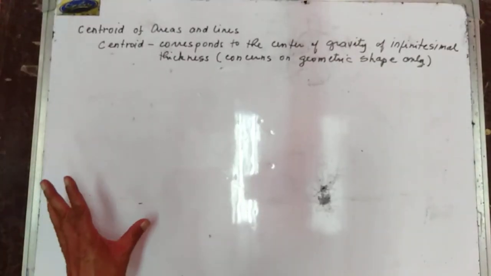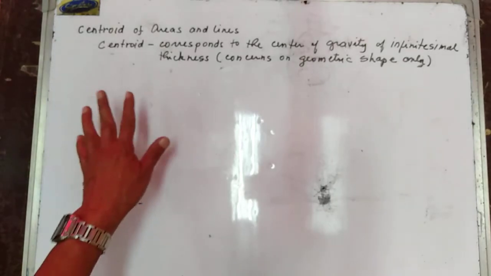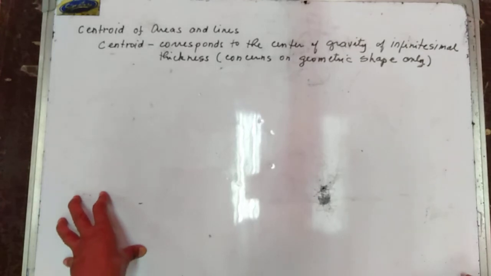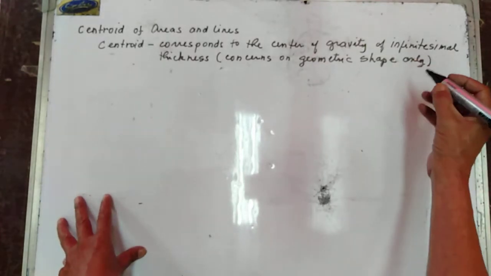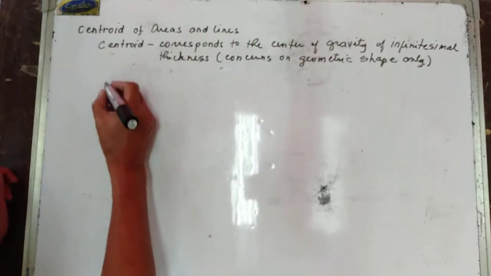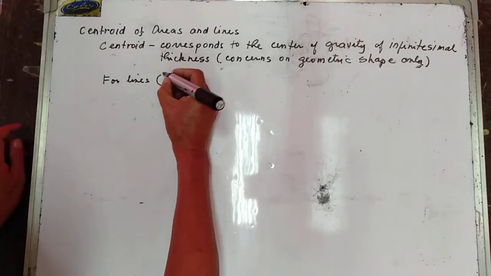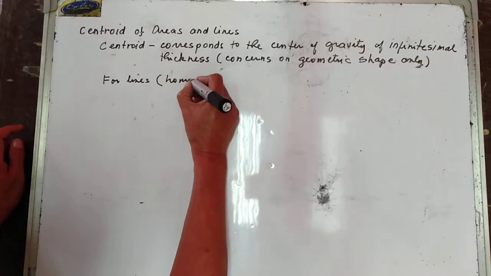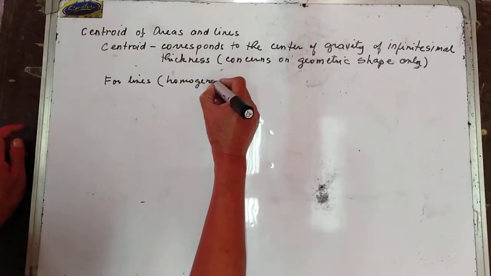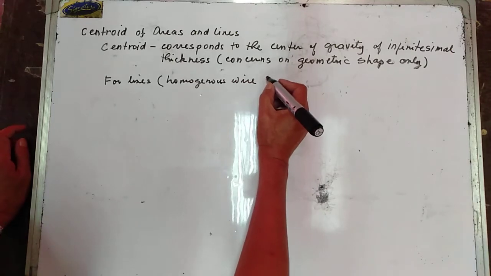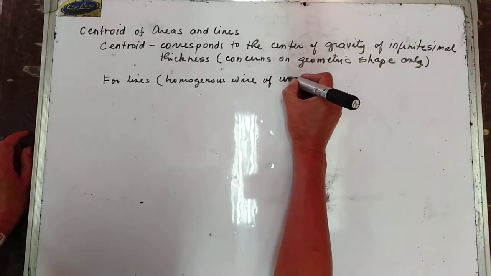Centroid of areas and lines. Centroid corresponds to the center of gravity of infinitesimal thickness. In other words, it concerns geometric shapes only. So let us start with lines. These are your homogeneous wire of uniform cross section.